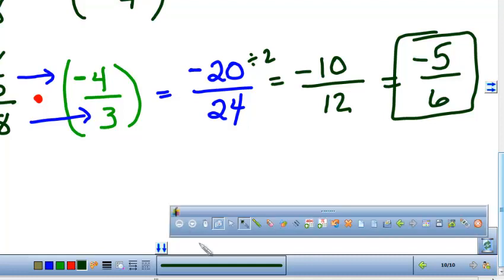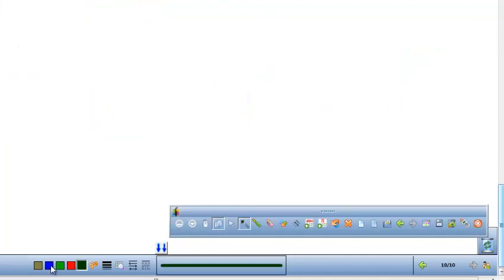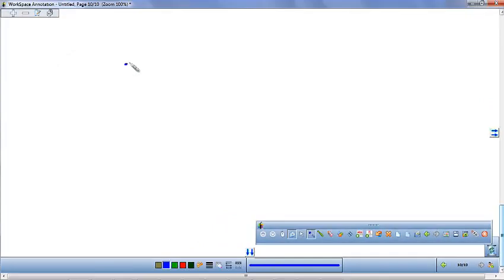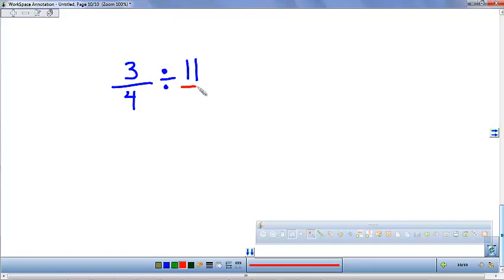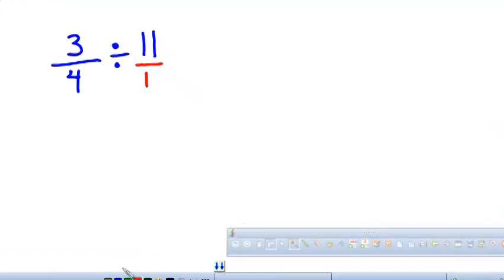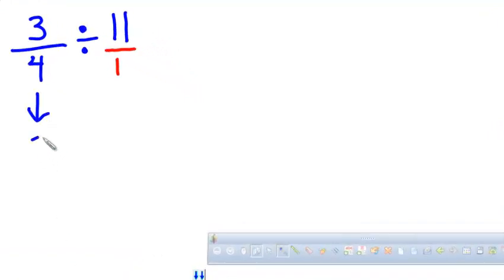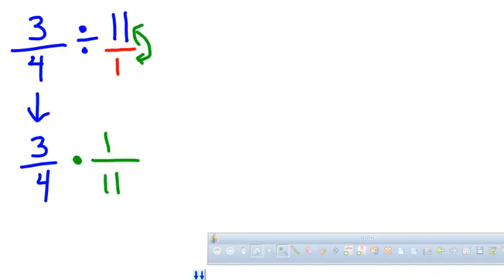Okay, so let's look at another one. This one is special. If you have 3/4 divided by 11. So what you have to do, if it's just a number, you have to put it over 1. And now we copy the first one, 3 over 4. We change to multiply. And then this one we switch. So the 1 is on the top, 11 is on the bottom.